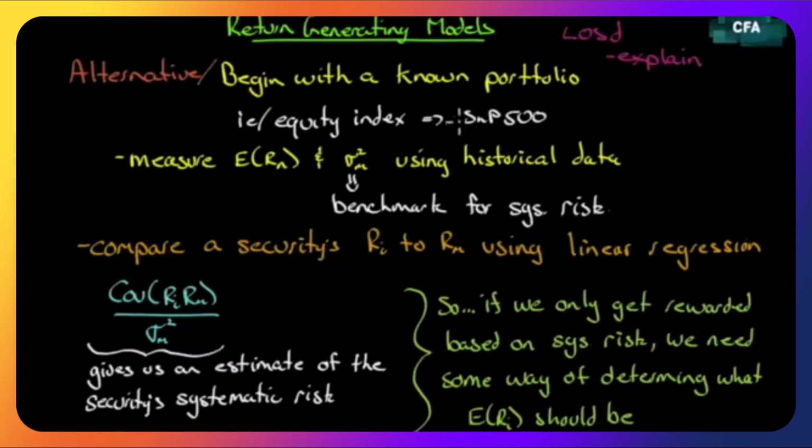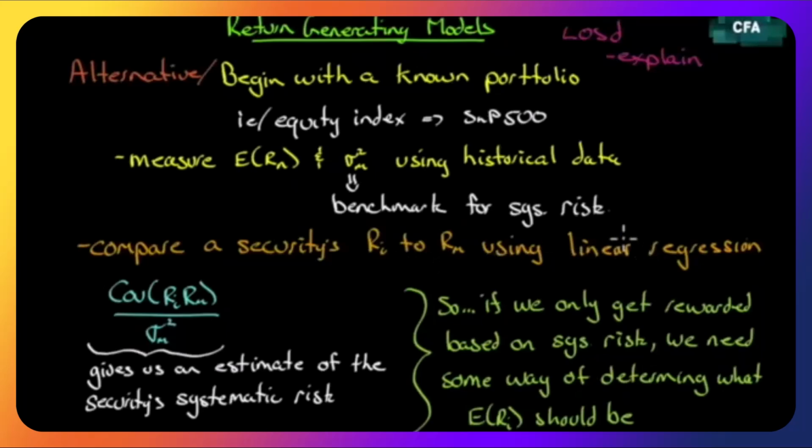Why? Because we're starting with a known market portfolio and we're measuring the variance on that portfolio. Aha! Now we have a benchmark for systematic risk. Beautiful. Then we compare a security's historic return. When we don't have the E in front, E means expected. When we drop the E, that means we're looking at historical, actual data. We're going to compare a security's return to the return on the market using linear regression.